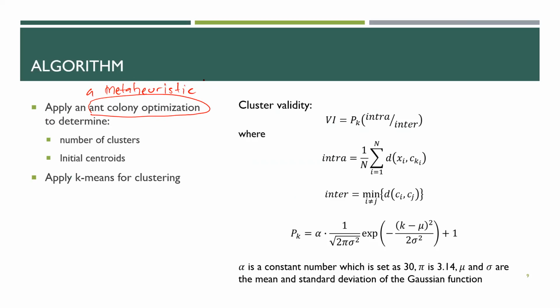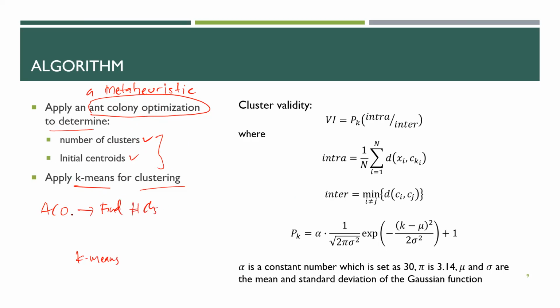Okay, so in this work, basically I try to improve k-means for clustering. To improve k-means, I apply this algorithm, ACO, to determine the number of clusters and the initial centroids. We know that these two issues are the drawbacks of the k-means algorithm, so I improve on them using this algorithm. So what we do is, before we apply k-means, the ACO finds the number of clusters.